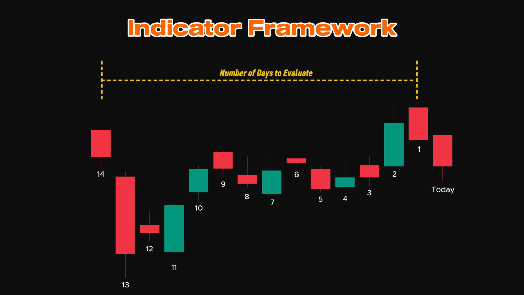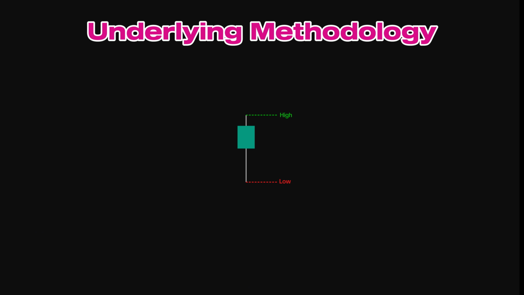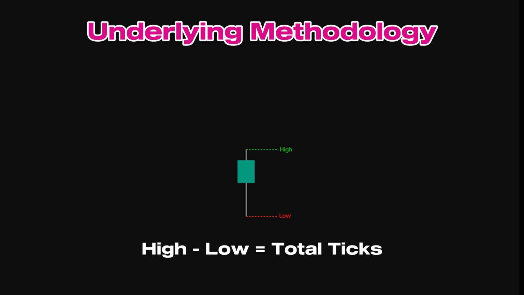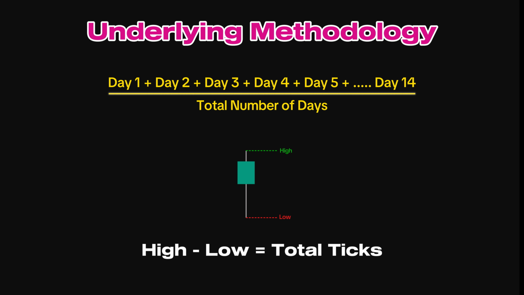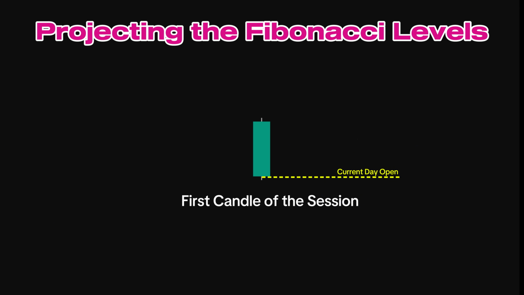Let's now take a closer look at the underlying methodology used to calculate the Fibonacci levels. The indicator determines the range of each session by subtracting the low from the high of the corresponding daily candlestick. It does not compute the average true range. Rather, it strictly measures the number of ticks contained within each individual candle. After computing the total tick range for each session, the indicator sums these values across the entire look-back period. It then divides this cumulative total by the number of sessions in the look-back window, resulting in the average daily tick range.